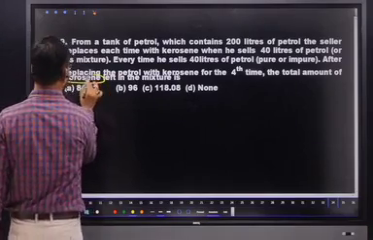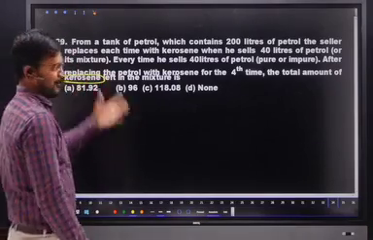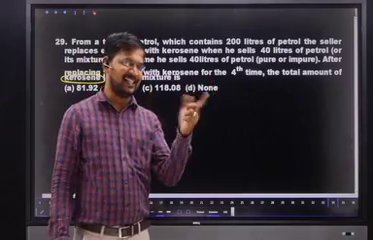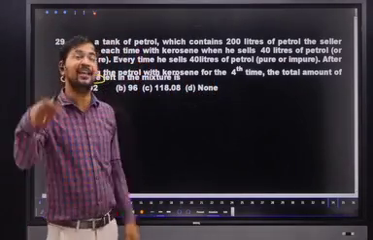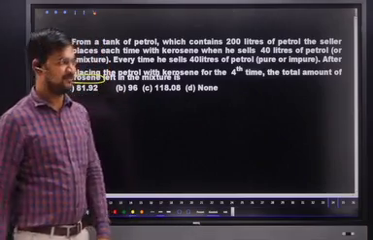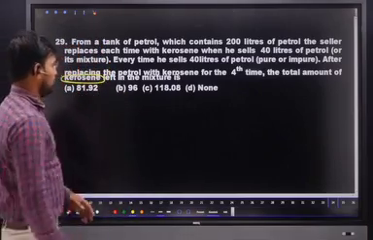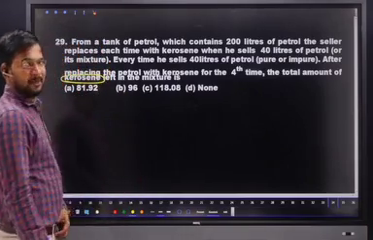Please underline this one. They're asking kerosene, not petrol. In the previous case, they asked milk, not water. But here they're not asking petrol, they're asking kerosene. Just remember that point. So here the formula is what? x into (1 minus y by x) whole power n.